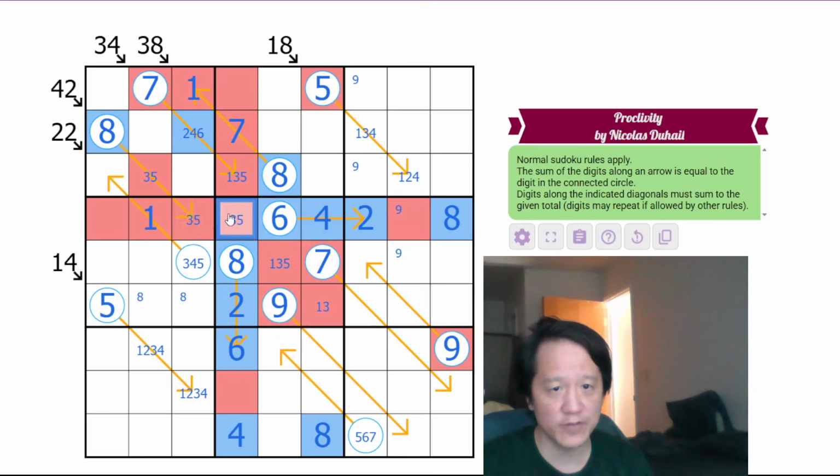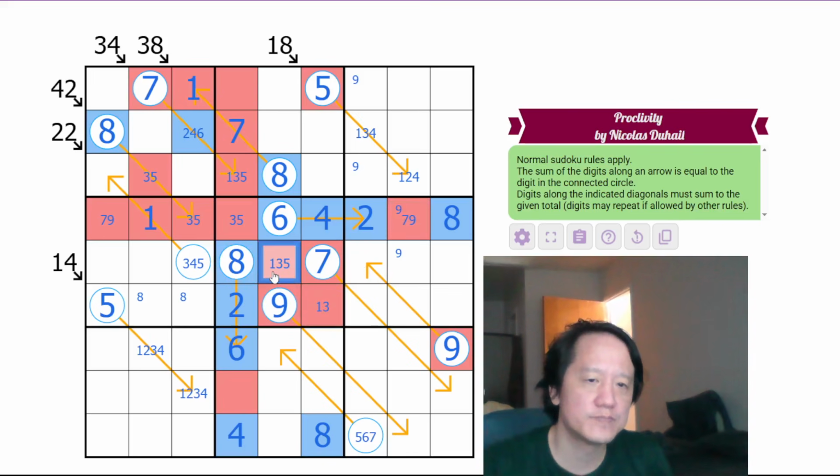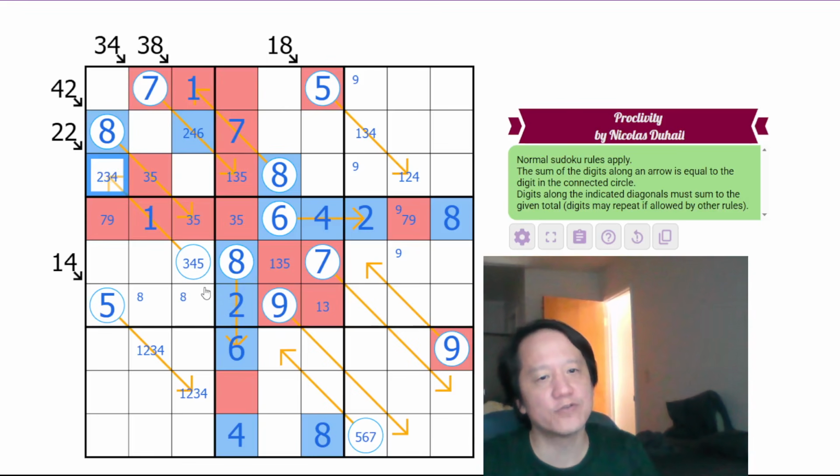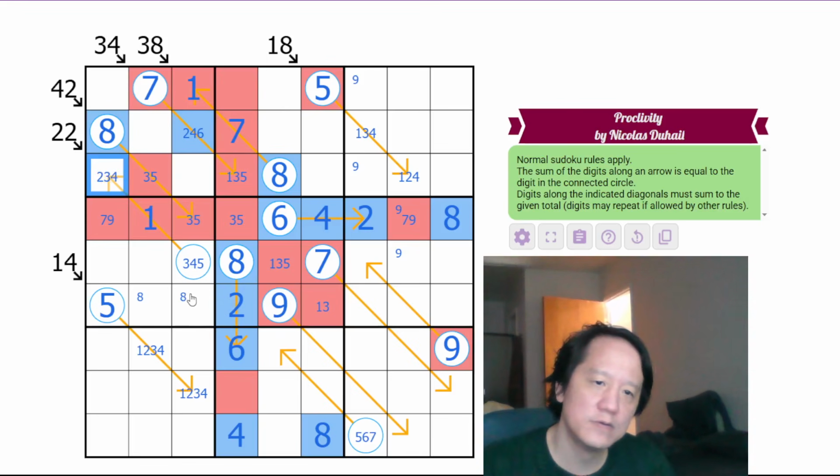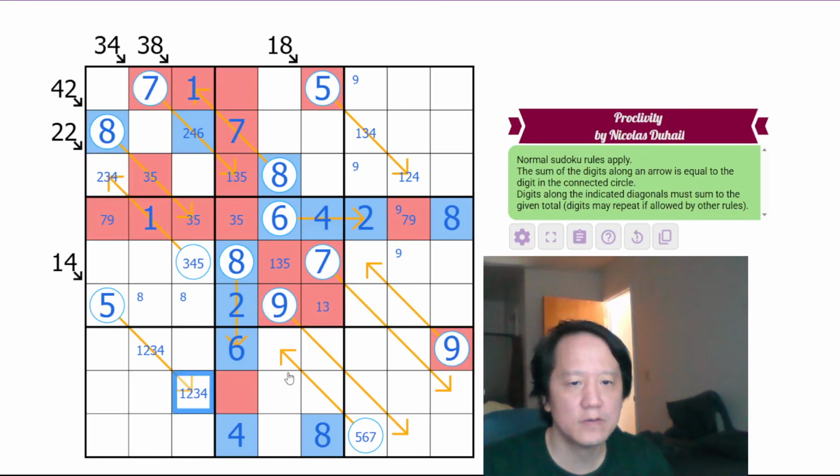This becomes a 3, 5 pair, which eliminates 3 and 5 in the rest of the row. So this becomes a 7, 9 pair here. So adding up to 3, 4, or 5 would have to have 2, 3, or 4 here. Right, with the 1.